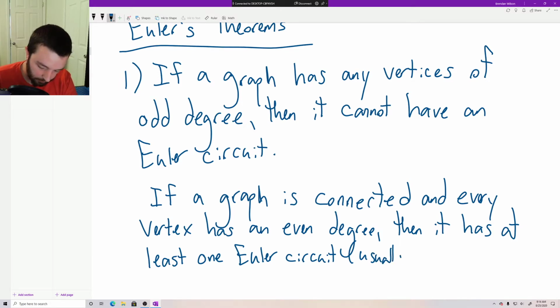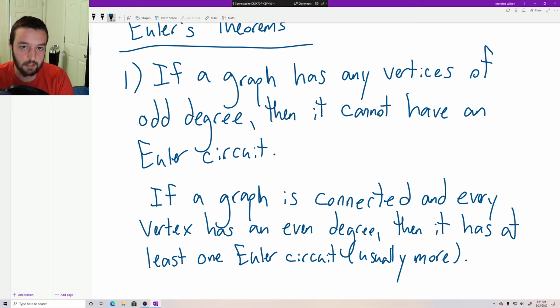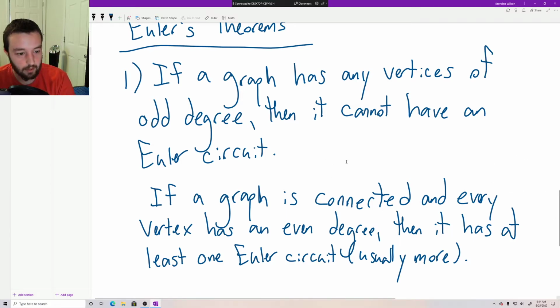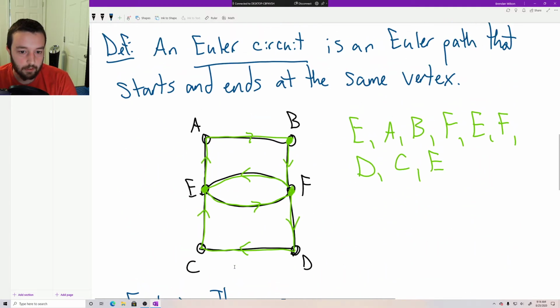Usually more. So the answer to that last one is yes, as long as it's connected. But if it's not connected, we're not really talking about this anyway. So if you have every vertex with an even degree, and it's connected, then there will be at least one Euler circuit. Now, I was talking before about how you could just switch the order here. You could do the same circuit, but start at A and end at A. That's still counted as the same circuit in this context. It's not counted as a new circuit because when you draw it out, it's going to look exactly the same.